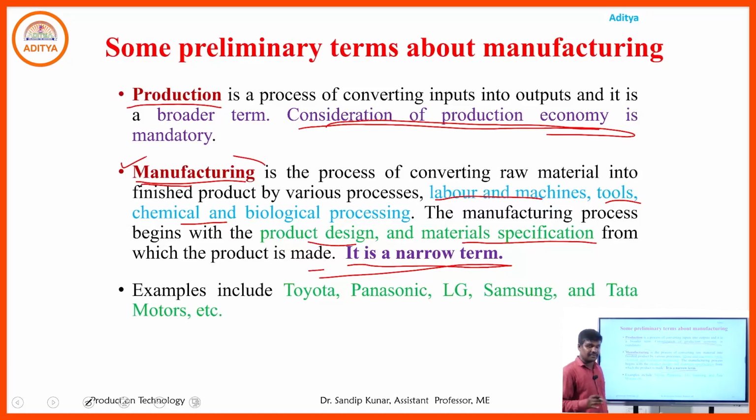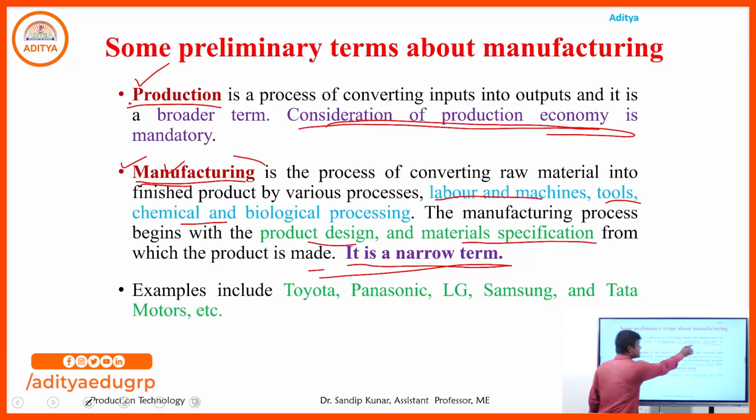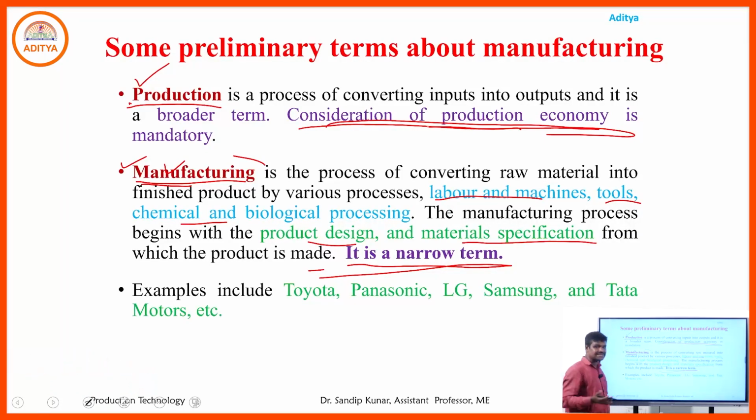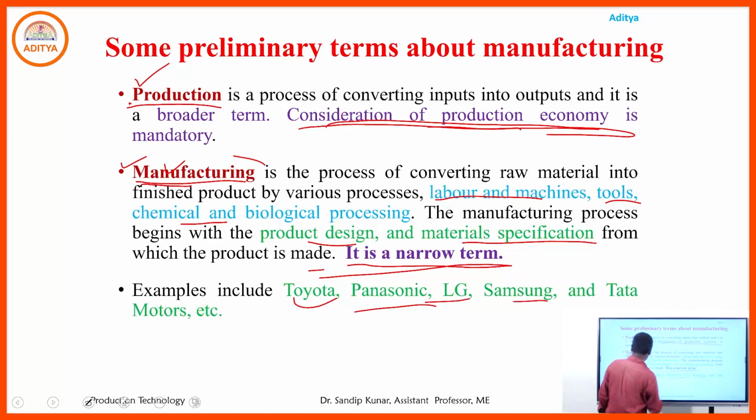So both are different, but as per a layman, manufacturing and production are the same term, though they have some differences. That is a broader term, that is a narrow term. In manufacturing, consideration of the production economy is not mandatory, but in production it is mandatory. Some examples of production are Toyota, Panasonic, LG, Samsung and Tata Motors. These companies have production plants.